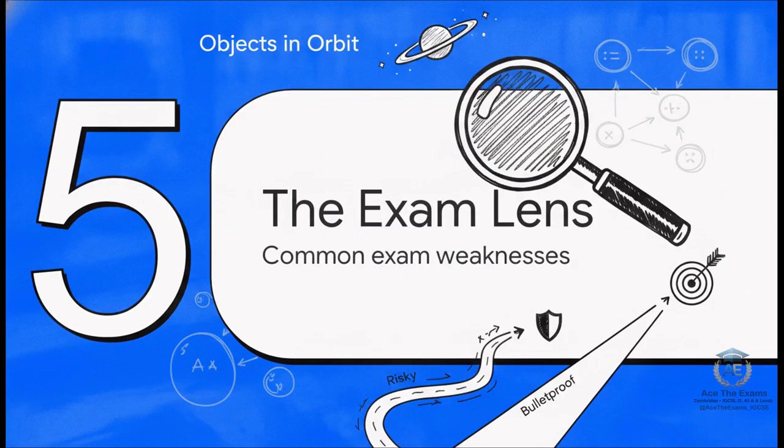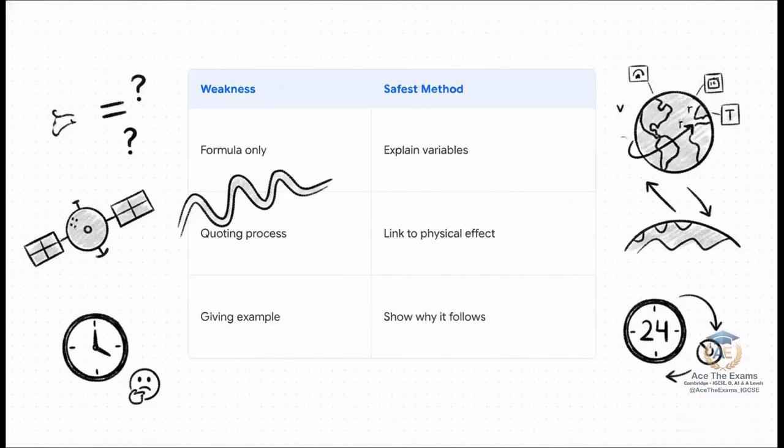Let's start spotting common exam weaknesses like a real Cambridge examiner. So we really need to evaluate how safe your answering methods are. Let's look at the most common weaknesses that just drain marks away and the safest methods to fix them. First weakness, writing a naked formula. Listen, just writing v equals 2 pi r over t gets you absolutely nowhere if the command word asks for an explanation. The safest method here, state the formula, yes, but explain the variables. Tell the examiner explicitly that v is orbital speed, r is the orbital radius, and t is the time period.